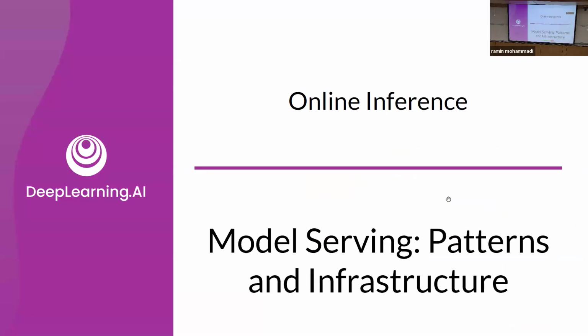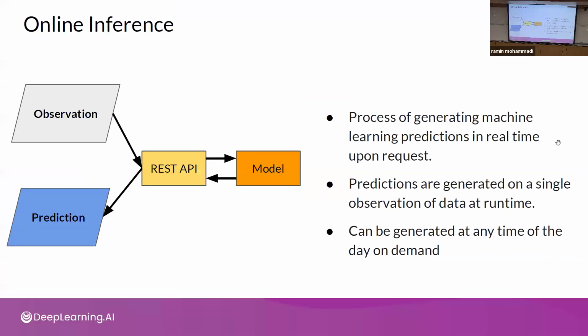Okay, now let's talk about online inference. We still have some time before we take a break. When it comes to online inference, you have some observation and some sort of API, most of the time a REST API. You send a request, and let's assume this is your backend, which makes the communication to the model, gets the response back, and then provides that response to the user.